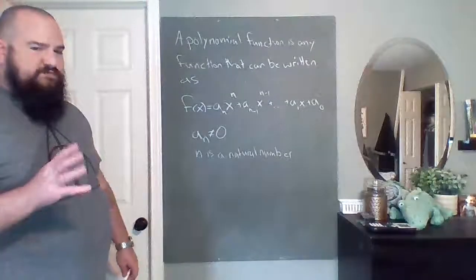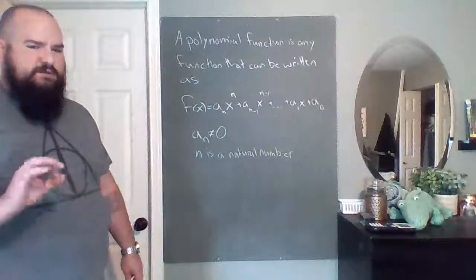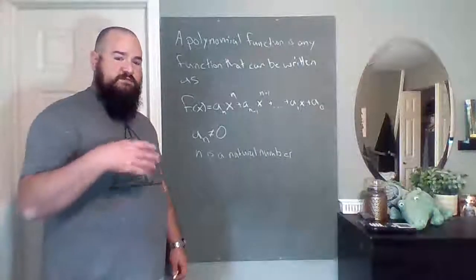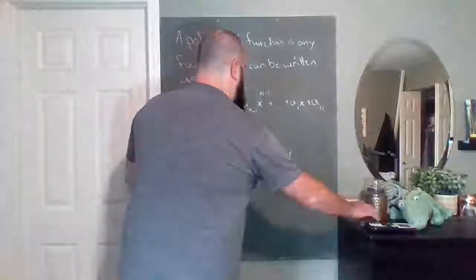It's kind of confusing because we've got all these a's and stuff like that. So I want to break this down a little bit and do a couple of examples to show you four different functions, ones that are and are not polynomials.